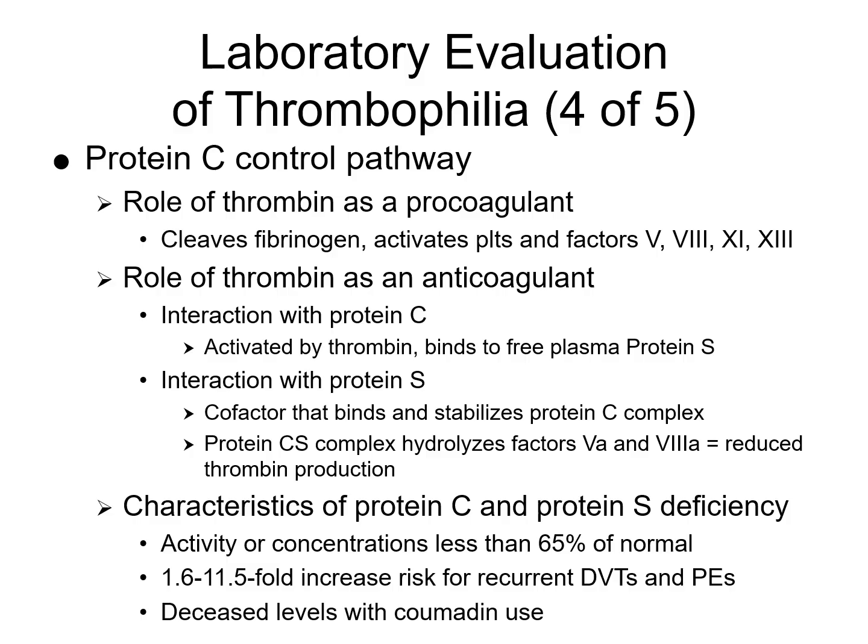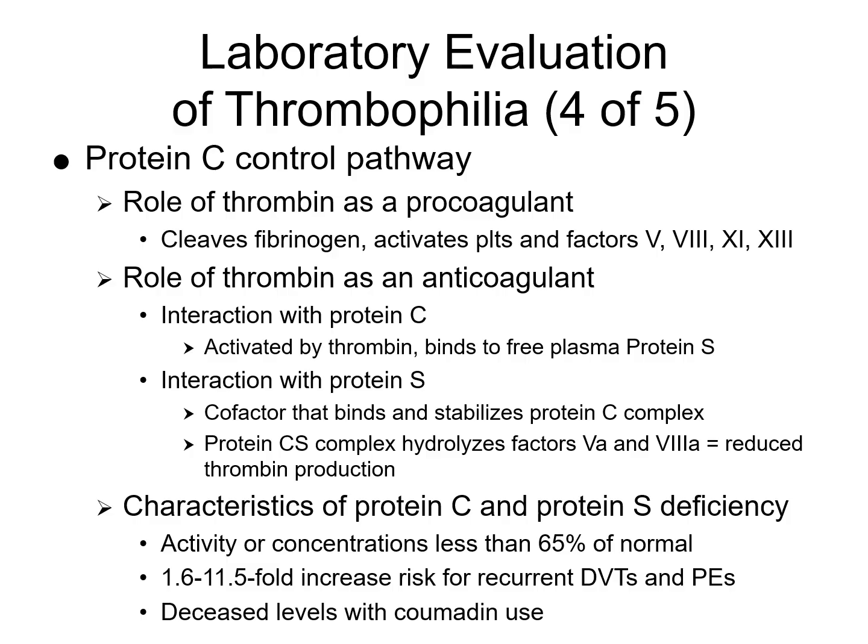Thrombin's role as an anticoagulant: when it's bound to the endothelial receptor, thrombin activates protein C. Activated protein C forms a complex with protein S, which is a cofactor that enhances its activity. The interaction with protein S stabilizes and binds to activated protein C, forming the protein C protein S complex. This complex inactivates coagulation factors 5A and 8A by hydrolyzing them, which reduces further thrombin production and limits clot formation.